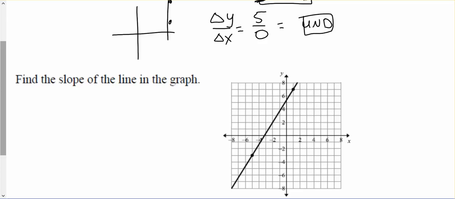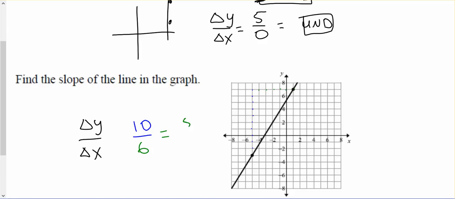Find the slope of the line from the graph. Well, we can count, that's one way. Change in y over change in x, so we can count our changes in y. Y's go up and down, so 1, 2, 3, 4, 5, 6, 7, 8, 9, 10. So we're going up 10, and we're going over 1, 2, 3, 4, 5, 6, over 6.